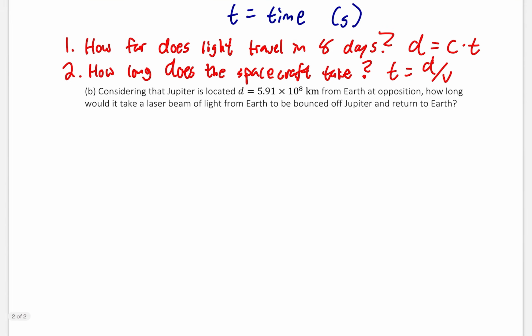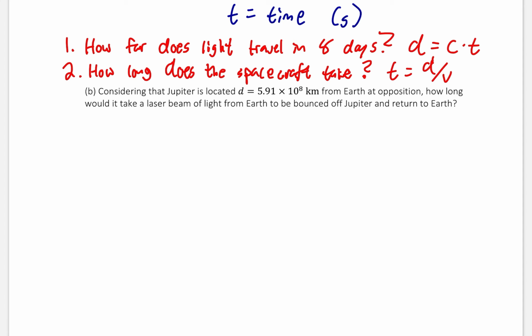And then in part B, considering that Jupiter is located a distance, so we're being given a distance here from Earth at opposition, which is the orientation of the planets. Opposition for Jupiter would mean that Jupiter is away from us in a direct line with the sun. So if you were to draw a straight line from the sun to Earth, that line would continue and hit Jupiter. So there'd be a straight line that would connect Jupiter, the Earth, and the sun. That's the particular orientation where Earth and Jupiter are at opposition.